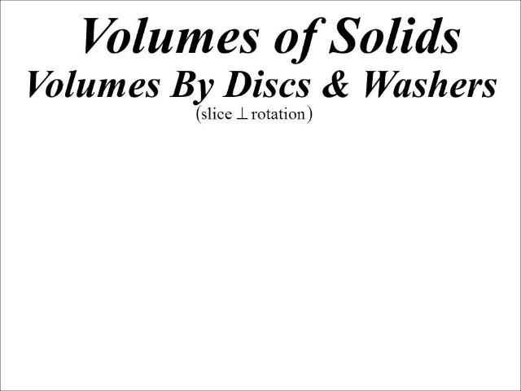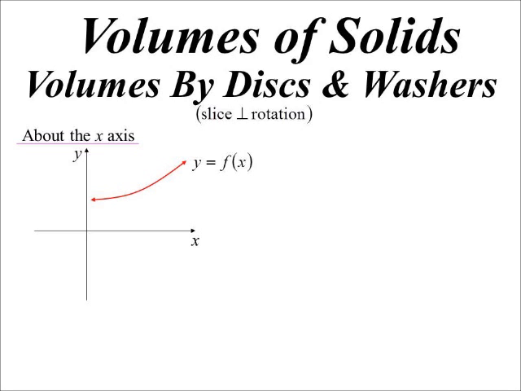Volumes by discs and washers. This is where we're going to slice perpendicular to the rotation, and it is pretty much the 2-unit idea, but this is where it comes from. So if we want to go around the x-axis, and I've got some random function y equals f(x), and we're going to integrate, or find the volume, between a and b.